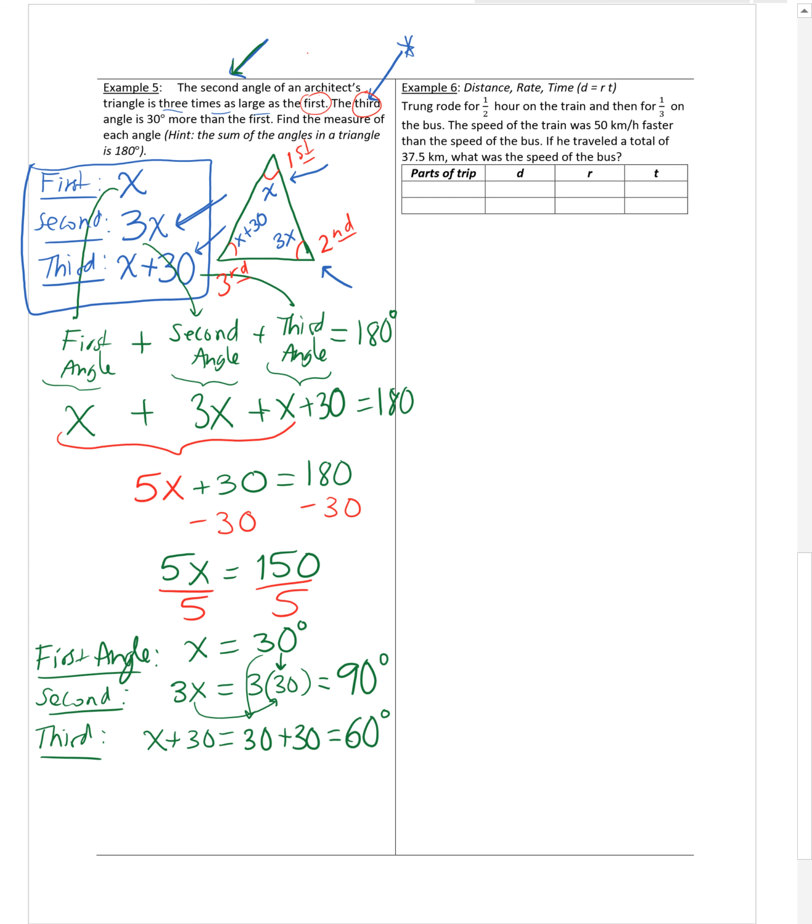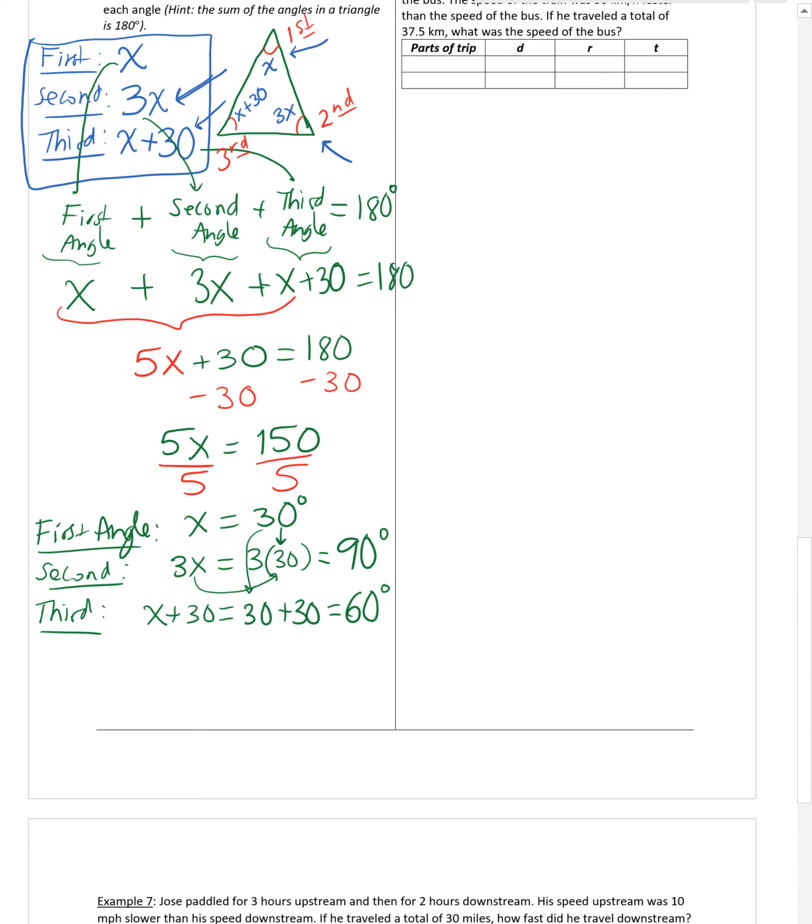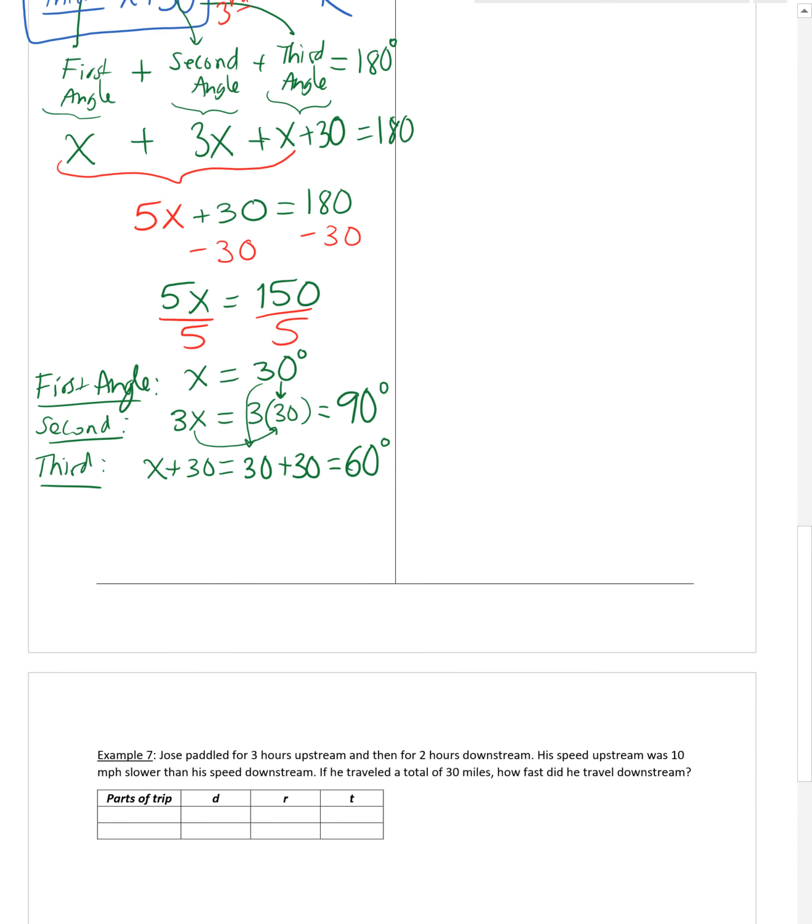Now, if I want to, I can sum it all up in a sentence. I think because it's a triangle, you can twist a triangle around and you don't really know which is the first angle, which is the second angle. So really, it doesn't matter which one's which. I'm just going to say the 3 angles were 30 degrees, 90 degrees, and 60 degrees.